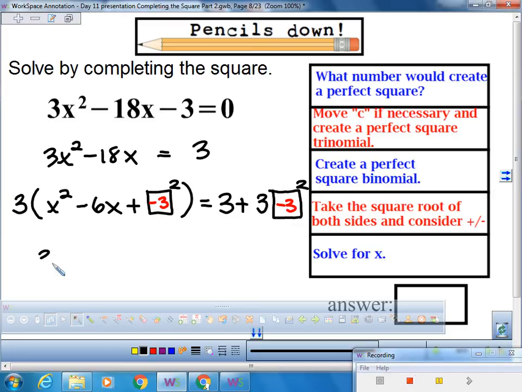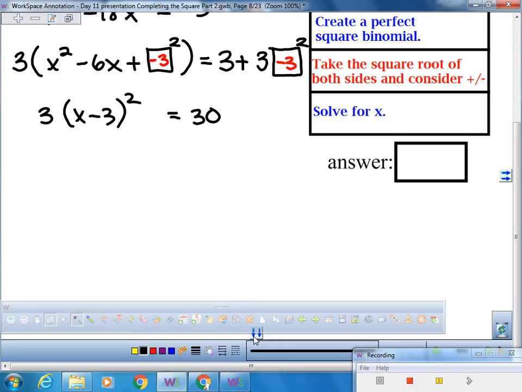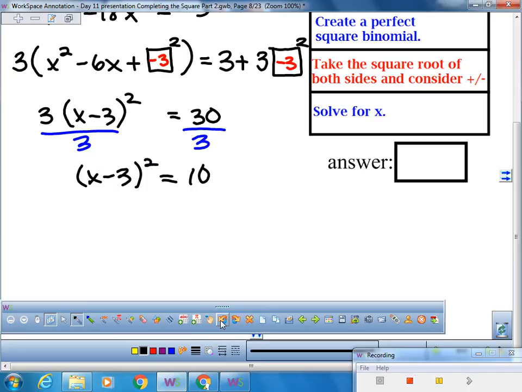All right, so now I have 3 times x minus 3 squared, right? Everybody's comfortable with that, equals 3 plus 27, so 30. Now what could you do? Divide both sides by 3, and now I'm left with x minus 3 squared equals 10. Take the square root of both sides. And I've got x minus 3 equals plus or minus root 10.